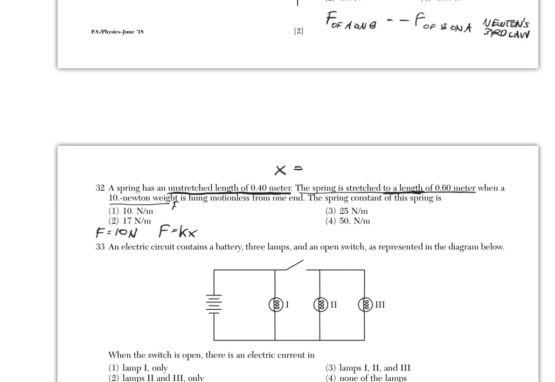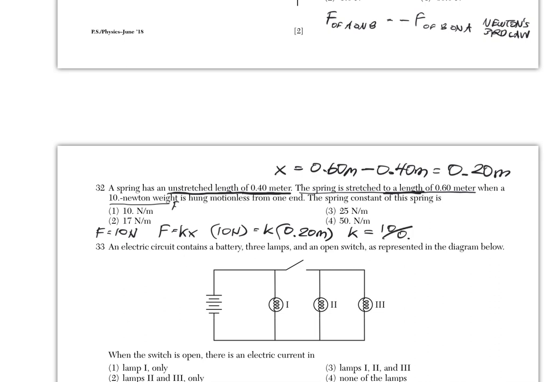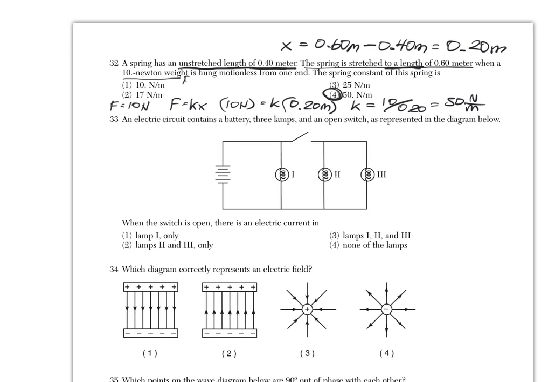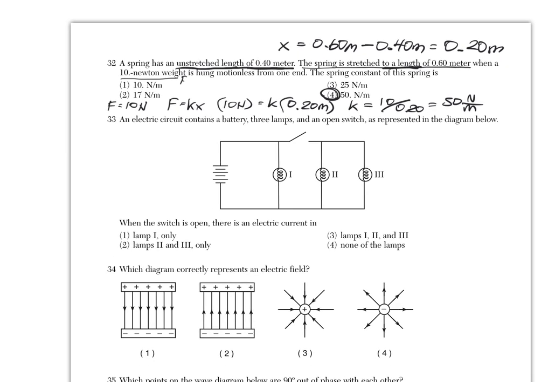And so the actual stretch is the total length minus the original length that it was. And so the actual stretch is 0.2 meters, not 0.6 meters. Be careful. And so we wind up with 10 newtons for the force. We're solving for k. X is 0.2, not 0.6. And so k is going to be 10 divided by 0.2, and that gets us 50 newtons per meter. Read carefully. All right, that was 32.